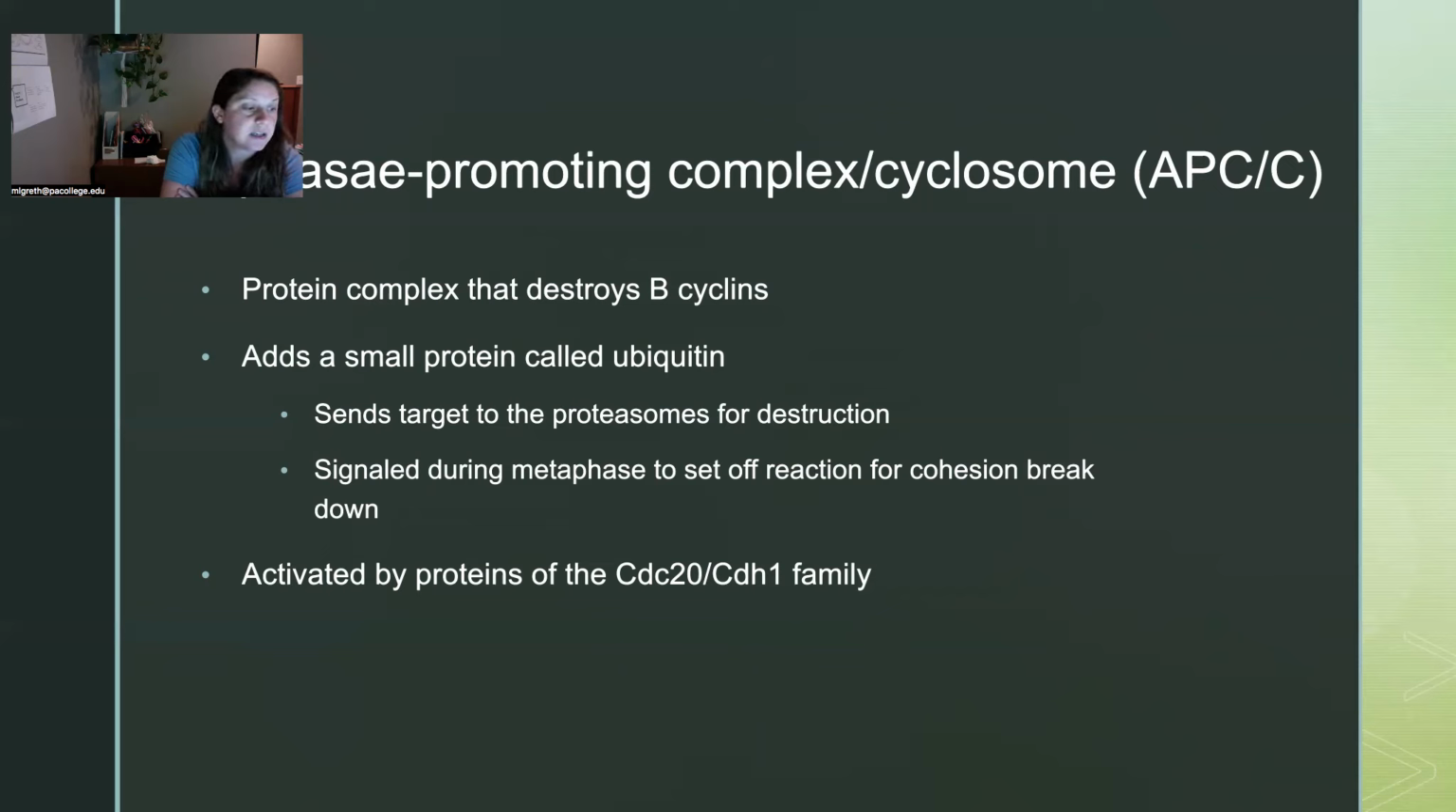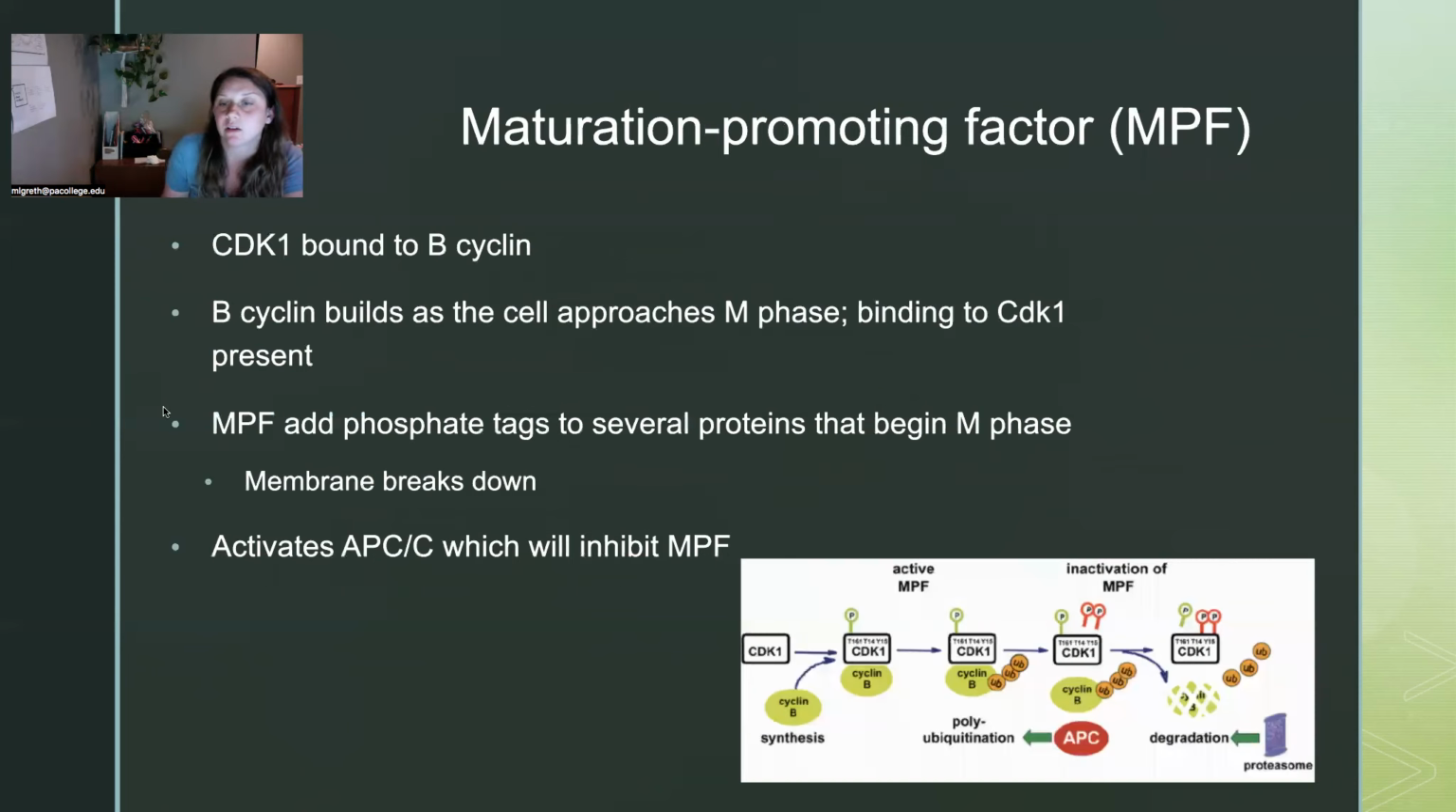It is signaled during metaphase to set off a reaction for cohesion breakdown. Cohesin is the protein that is holding those sister chromatids together. It adds ubiquitin to the protein securin, which normally inactivates separase. Once the separase is no longer being inactivated, it chops up the adhesion that holds the sister chromatids together.